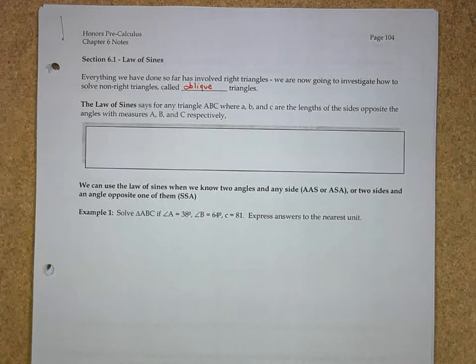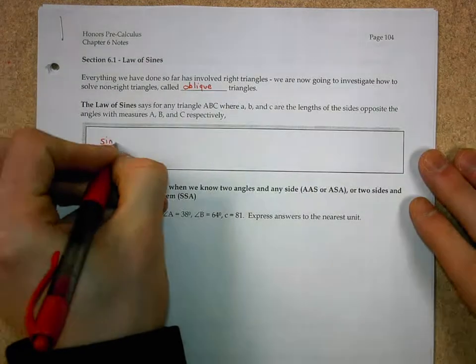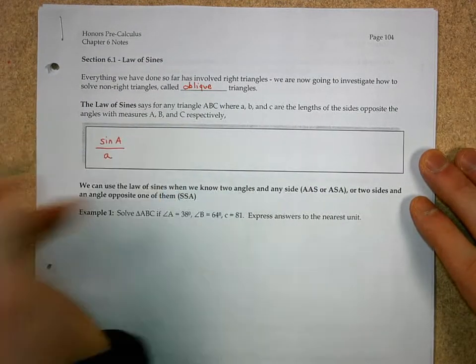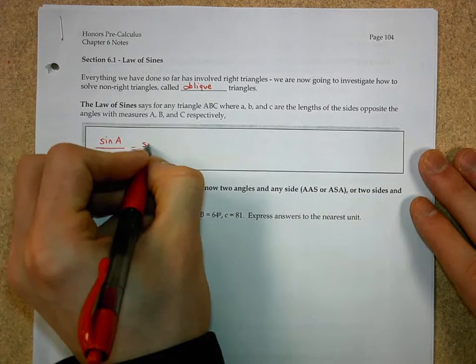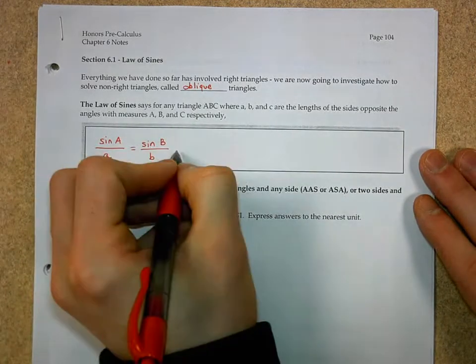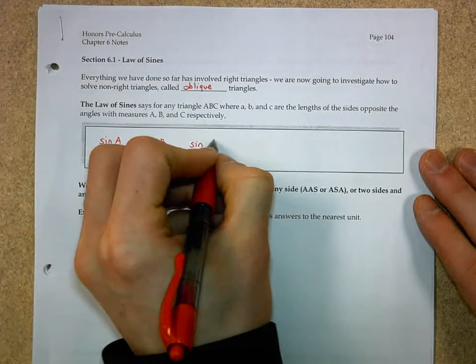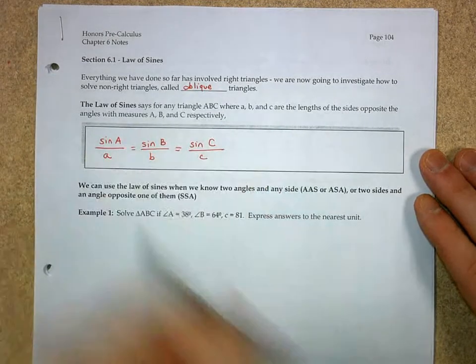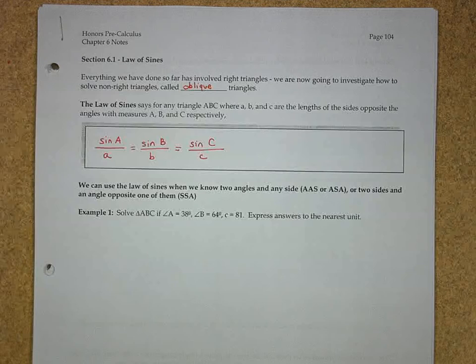The law of sines is basically a large proportion that says the sine of angle A divided by side A is equal to the sine of angle B divided by side B, which is then also equal to the sine of angle C over side C. I might look at that and say that's pretty complex, but realistically we're only going to be dealing with two fractions at a time.